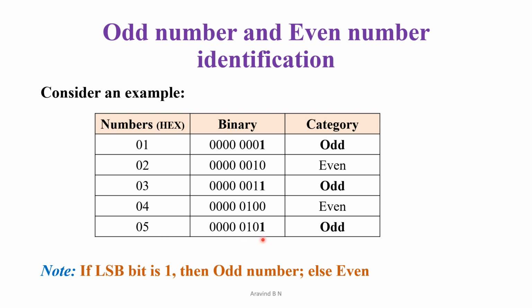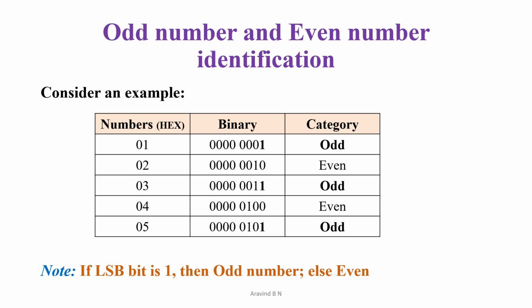Similarly applicable for 5. Which are all the even numbers? In those numbers, at the bit 0 location, the value is 0. As we can observe, 2, the bit is 0 over here, so it's an even number. 4, the bit is 0 in the 0th position, so it's an even number. So any number you take, we can apply this concept. In general, if the LSB bit is 1, then it's an odd number, else it's an even number.